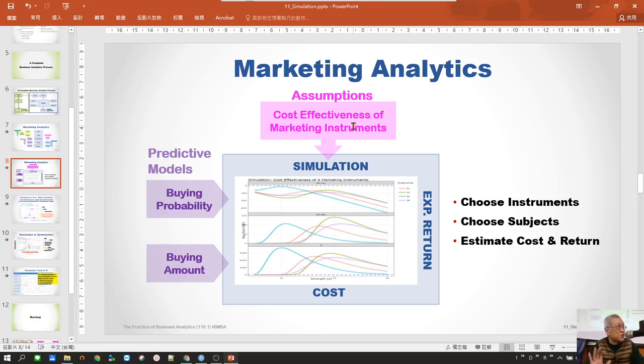And we would use assumptions to assume the cost-effect relationship of each of our marketing instruments. Then we will do simulation, and the result of this simulation would help us do these three things. We choose among the marketing instruments. We choose among the customers, and then we estimate the optimum outcome that we can expect.